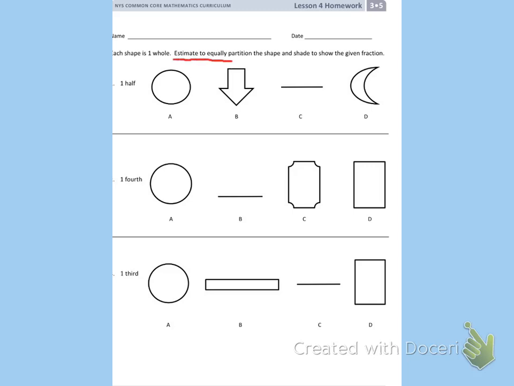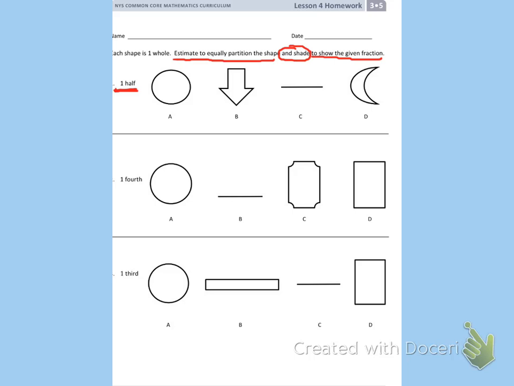Estimate to equally partition the shape and shade, I'll circle that, to show the given fraction. Well, the given fraction here is 1/2. 1/2 means that the shape must be divided into two pieces equally.